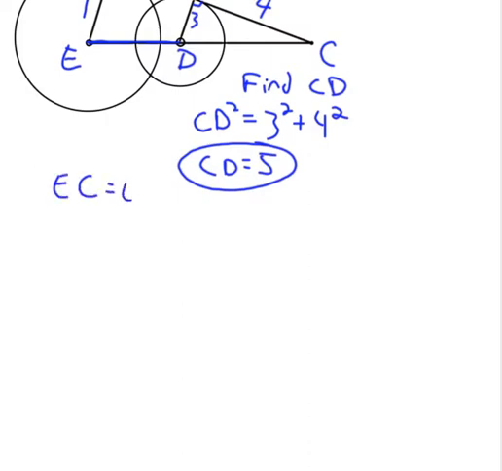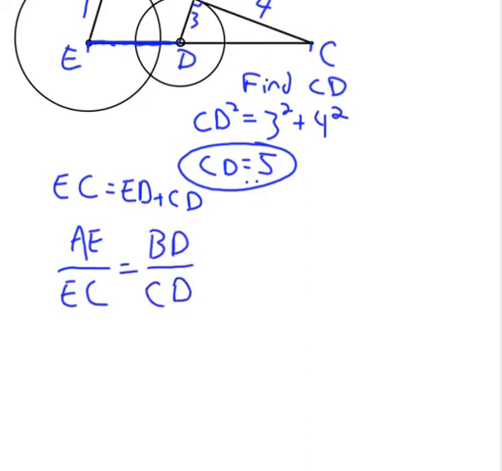EC equals ED, the piece that we're looking for, plus CD, which we just found right here. Let's also set up a proportion. AE over EC, so that's the radius of the bigger one. The radius of the bigger one over its hypotenuse equals the radius of the smaller one, BD, over its hypotenuse, which is CD.